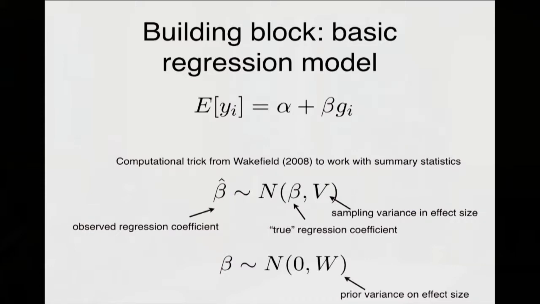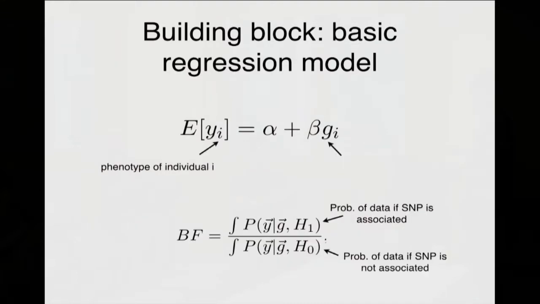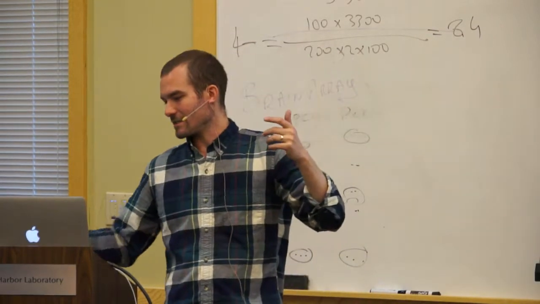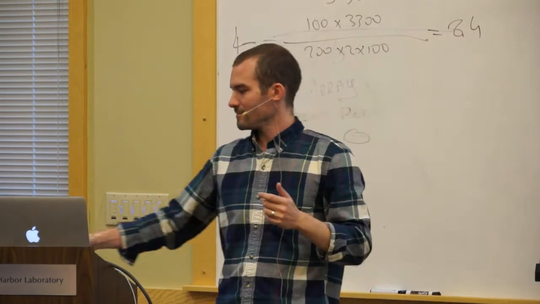And you can take those, so I want to estimate this, which is the probability of the data if there's an association and the probability of the data if there's not an association, and the ratio of those. But I don't have the data, is the problem. So it's difficult to estimate the probability of the data if you don't have the data. So that's this trick. What do you have?